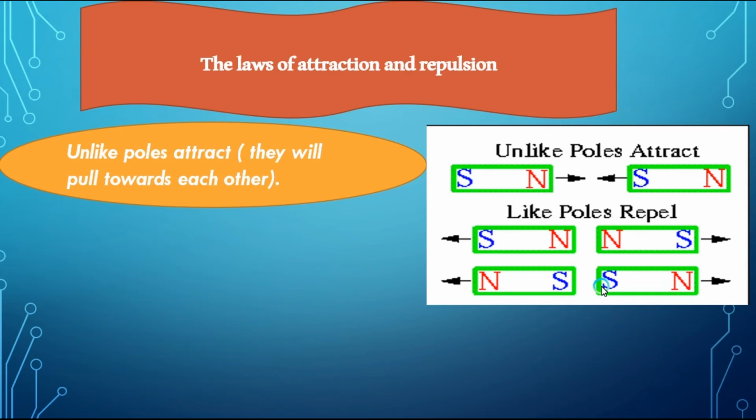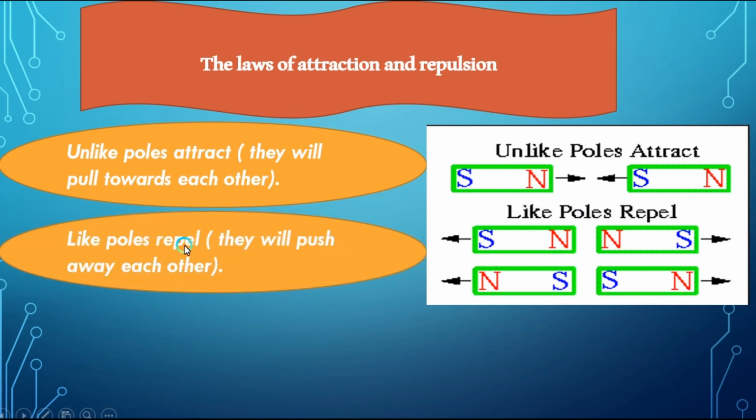So the unlike pole attract. They will pull toward each other. Yes, excellent. It will pull toward each other. But what about like pole? Like pole, will it pull or push each other? Can you tell me? Yes, Muhammad? It's perfect. Excellent. Yes, the like pole repel. So that means they will push away from each other. So this is the meaning of repel.